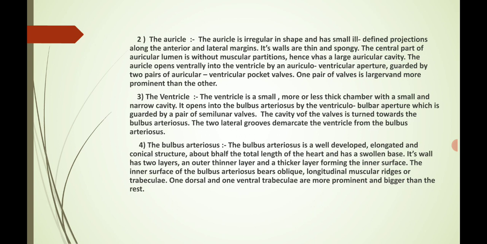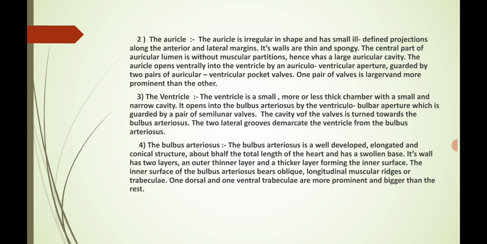Next is the ventricle. The ventricle is a small, more or less thick chamber with a small and narrow cavity. It opens into the bulbus arteriosus by the ventricular bulbar aperture, which is guarded by a pair of semilunar valves. The cavity of the valves is turned towards the bulbus arteriosus. Two lateral grooves demarcate the ventricle from the bulbus arteriosus.